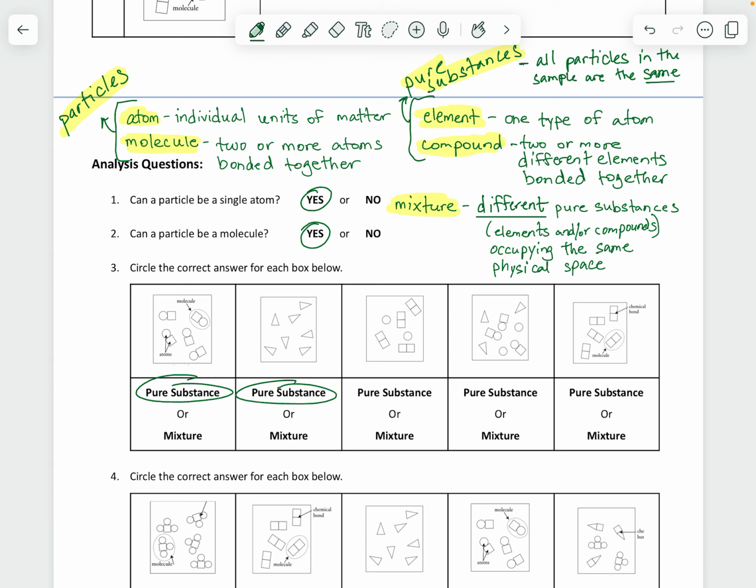Same over here. Right? In this case, instead of a compound, it's an element, but they are all the same. In this case, they are not all the same. Not everything is exactly alike, which means it's a mixture. They are physically occupying the same space, and there are multiple pure substances in the same area. Same goes for this one, and then we have our pure substance there.